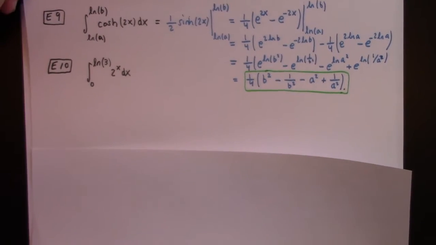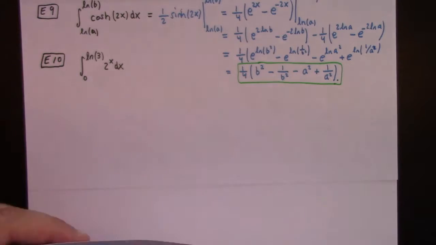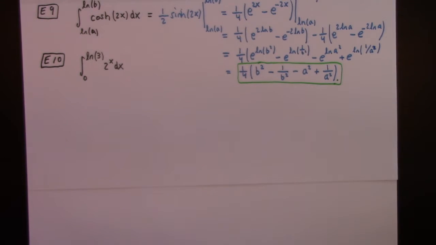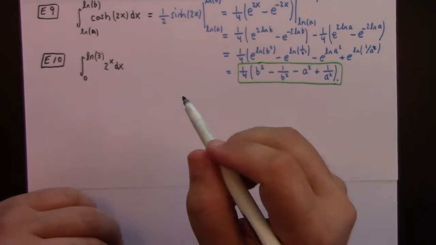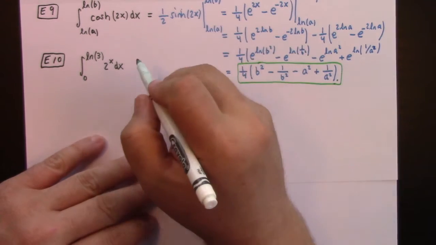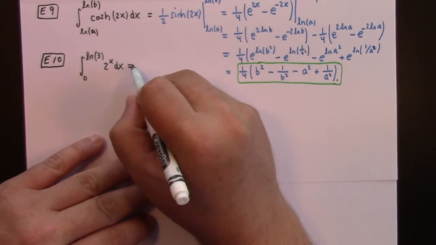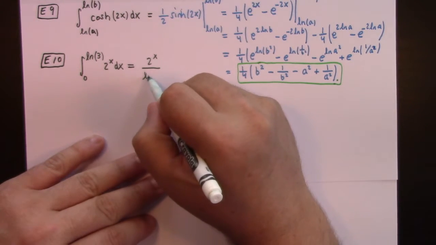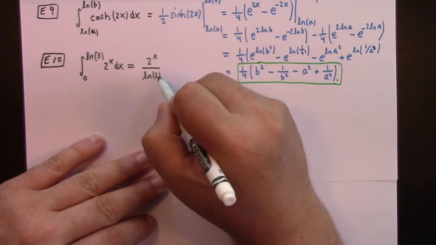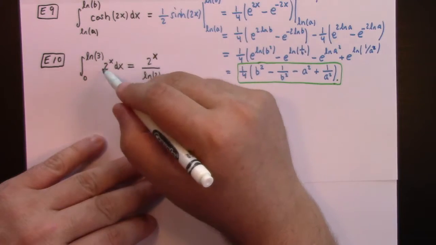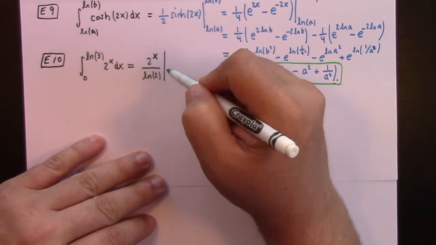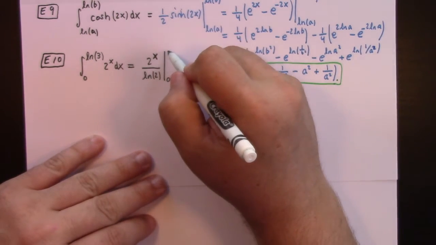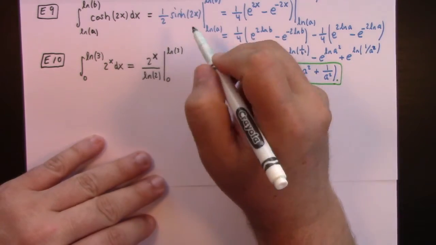All right, so let's see here. And then one more example here. The integral of 2 to the x from 0 to natural log of 3. All right, the integral of 2 to the x is 2 to the x over the natural log of 2. That's the antiderivative of 2 to the x. Now I have to evaluate that from 0 to the natural log of 3.